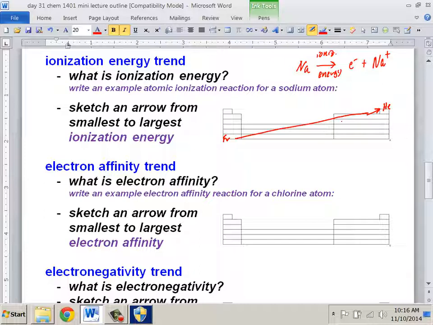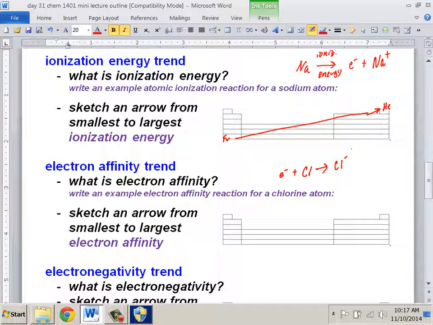So write an example of an electron affinity reaction for chlorine. So I have a chlorine. I'm supposed to add a what to it, Connor? What would be the other reactant? I have chlorine, and the other reactant would be an electron, a little e negative. And then, everybody, I'd end up with Cl minus. Yeah. So that's the idea there.